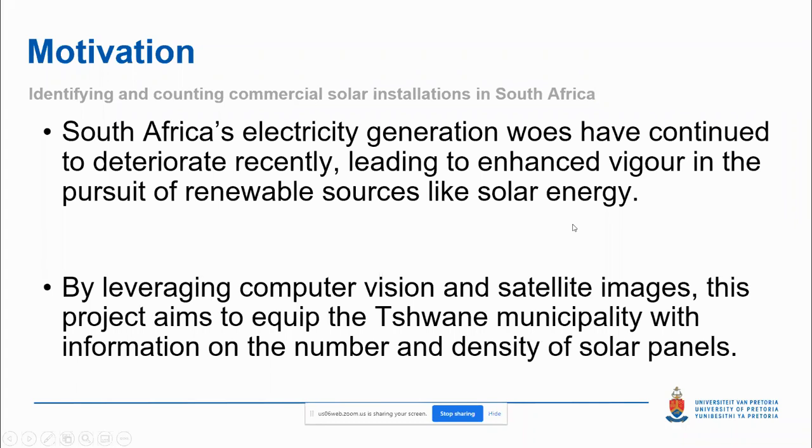A bit around the motivation for this. I suppose the majority of us have been experiencing the challenges with power production in South Africa. We know the realities of load shedding, and hopefully renewable energy sources can play a positive role in helping us be more sustainable in our energy production going forward. And as I mentioned, we used computer vision together with the satellite images and other images that we managed to get our hands on towards being able to specifically look at the Tshwane area and gauge the number and density of solar panels.